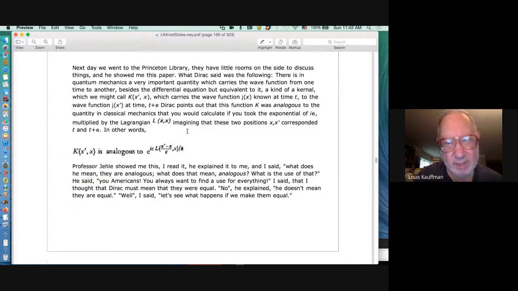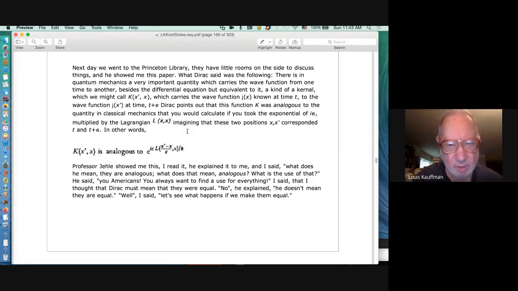"So the next day we went to the library, and they have little rooms. And we went off, and Dirac said, 'There is in quantum mechanics an important quantity which carries the wave function from one time to another.' And in Dirac's version, it uses the Lagrangian, and Dirac said that his quantity was analogous to using the Lagrangian. Jehle showed me this and read it, and I read it. And he explained it to me, and I said, 'What does he mean they're analogous? What does that mean, analogous? What's the use of that?'"